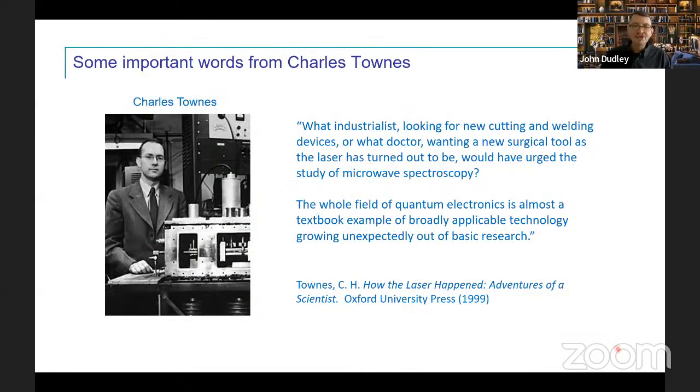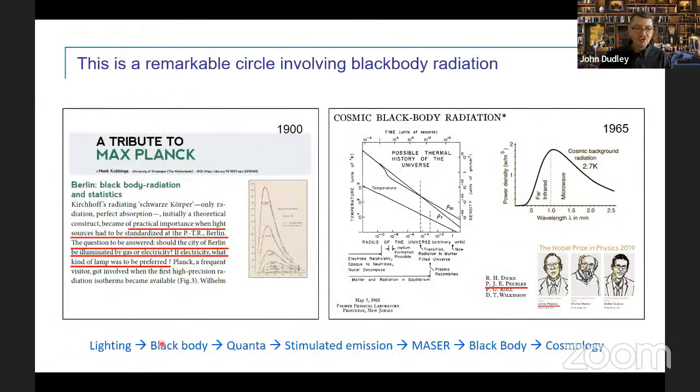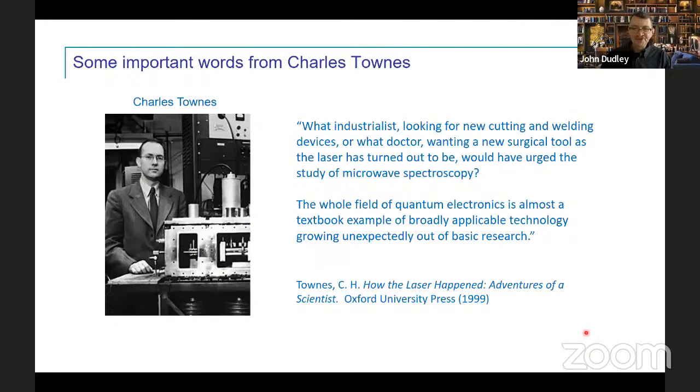And this is a quotation from Charles Townes relating to the laser, where his initial work was based on microwave spectroscopy. But he says, what industrialist looking for a new cutting tool, or what doctor wanting a new surgical tool, would have urged the study of microwave spectroscopy? And the whole field of quantum electronics is a textbook example of technology growing unexpectedly out of research. And that is almost opposite to this, where we have a technological question driving a new area of basic research. So this idea of technology and basic research being in conflict is a lot more complicated than you might think.